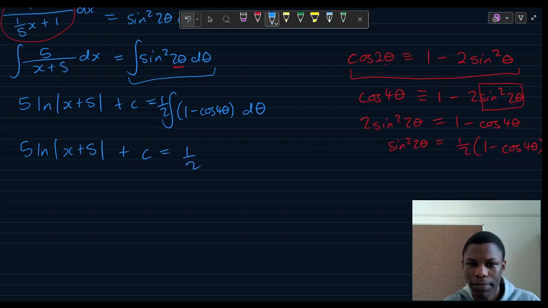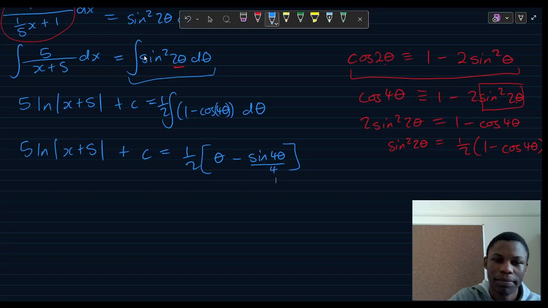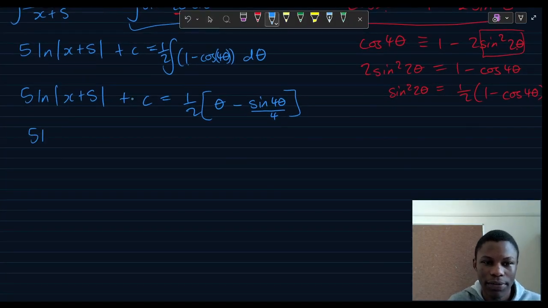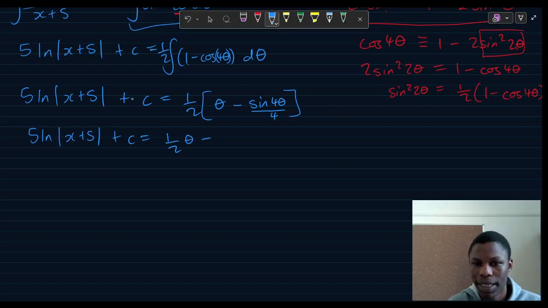So we've got half. Integrate 1, you get theta. Integrate negative cos 4 theta, you get negative sine 4 theta. Differentiate the inner function, which is the 4 theta, you get 4, so divide by that 4. And so we have that 5 natural log of x plus 5 plus c is equal to half theta minus 1 over 2 times 1 over 4, so 1 over 8 sine 4 theta.